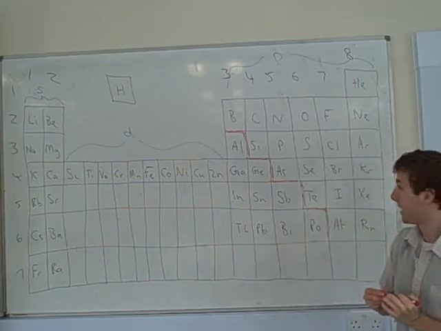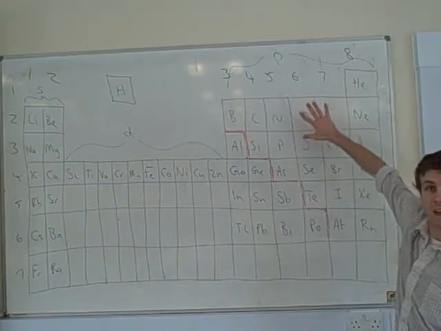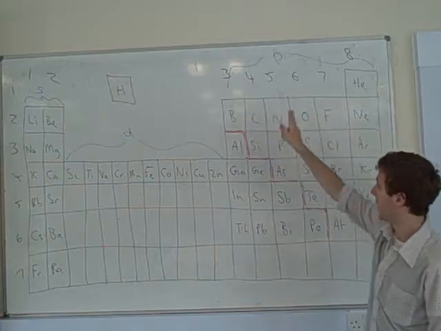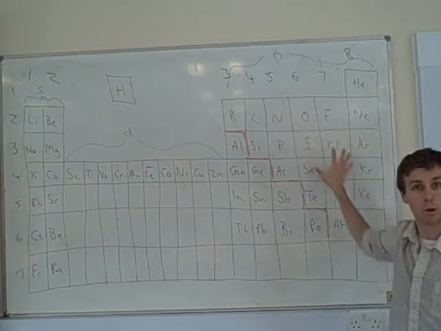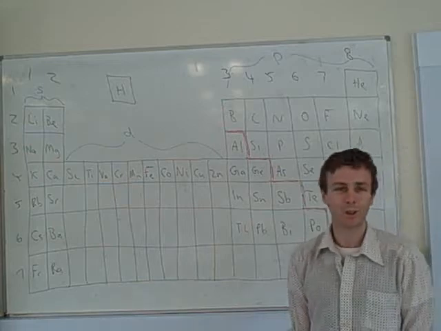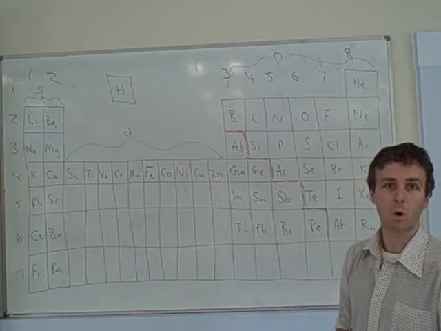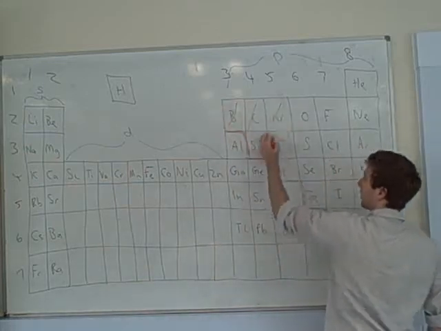Just like that. And anything on this side of the stairs, that is a non-metal. So carbon, phosphorus, bromine, these are all non-metals. It doesn't matter which colour you choose, but can you shade these in one colour? So I'm just going to go like this.